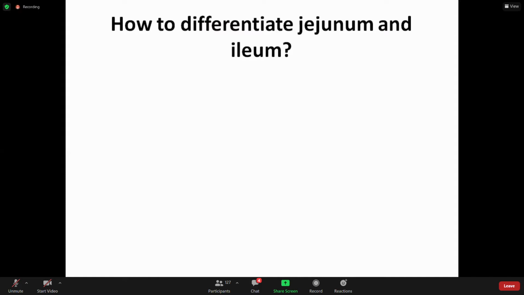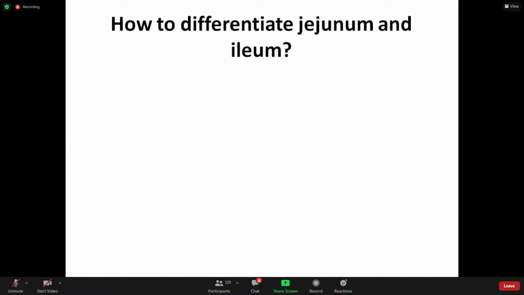Later on, we will differentiate between the small and the large intestine by looking at gross morphological features. Okay, so how to differentiate between duodenum and ileum? As I mentioned, duodenum is also part of the small intestine, but presently we will be looking only at the part of the small intestine distal to the duodenum up to the ileocecal junction. The proximal 2/5 is your duodenum, and the distal 3/5 is your ileum. So let us see how to differentiate between these two parts.